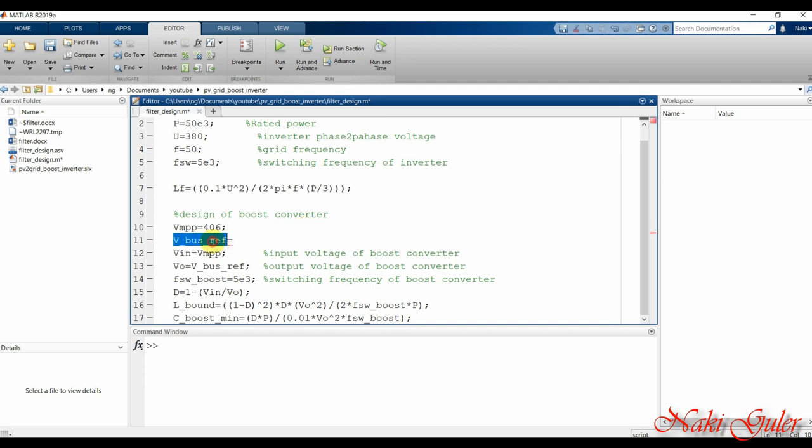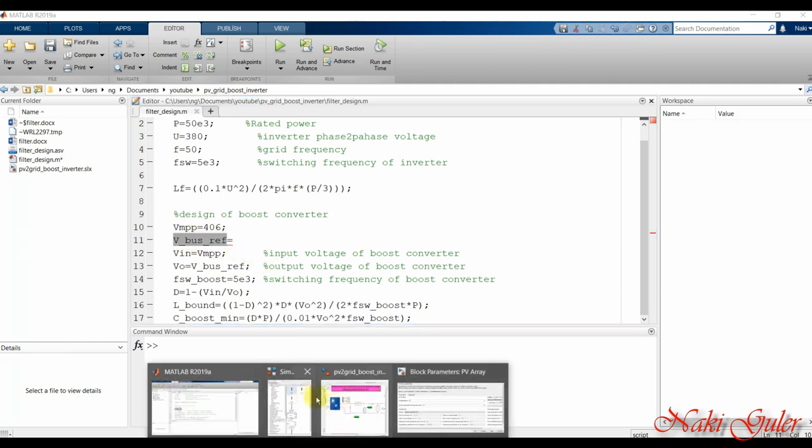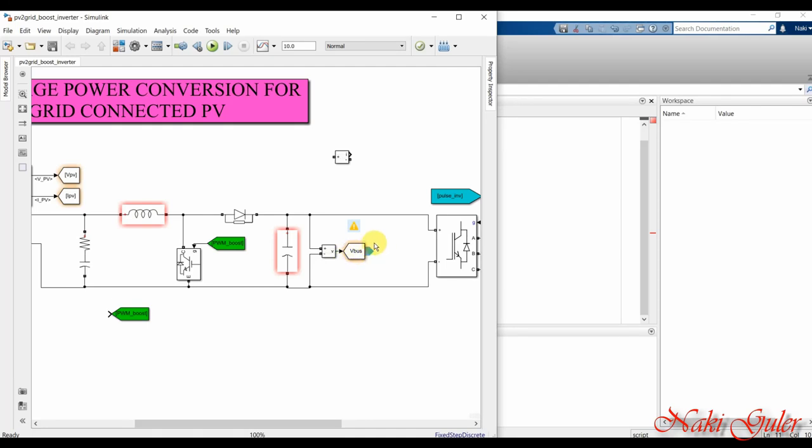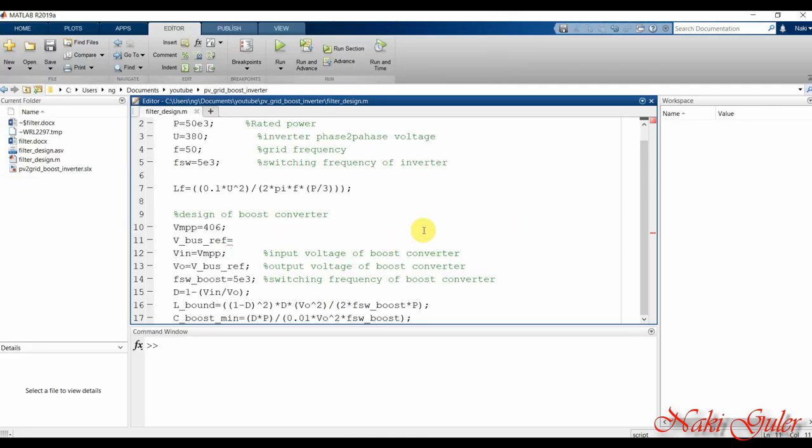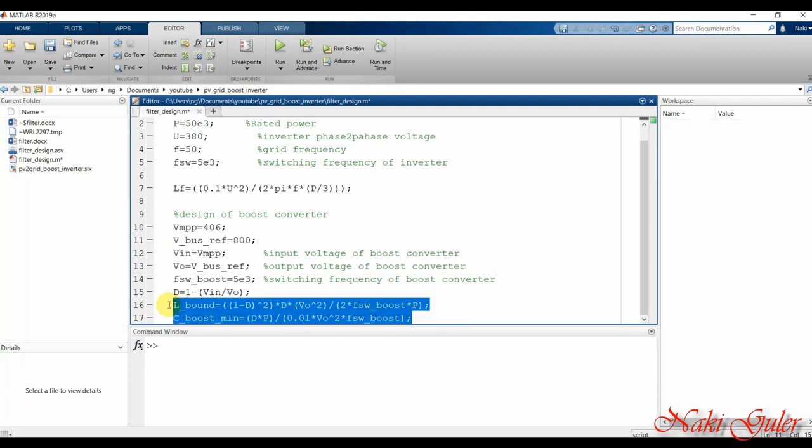And the VBUS reference, it is the reference voltage for the bus point, and here it's reference. I want to use 800 volt. I will explain the details of this selection in the control part. Okay, now here is ready, and other equations are here.